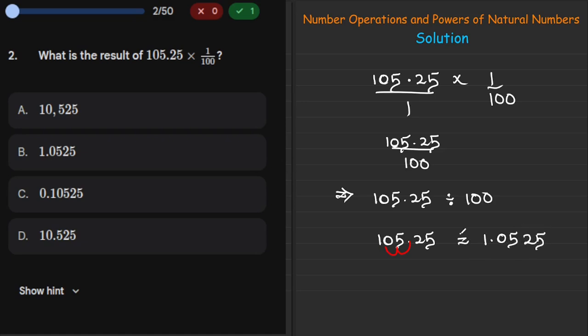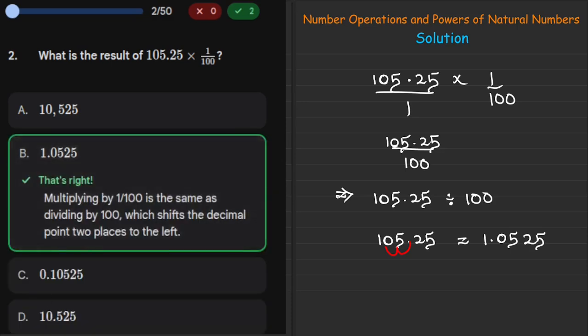1.0525. So the rule is simple. Anytime you are dividing by a multiple of 10, just move the decimal point to the left. And if you are rather multiplying, move the decimal point to the right. In that case, our answer is B. Very simple.